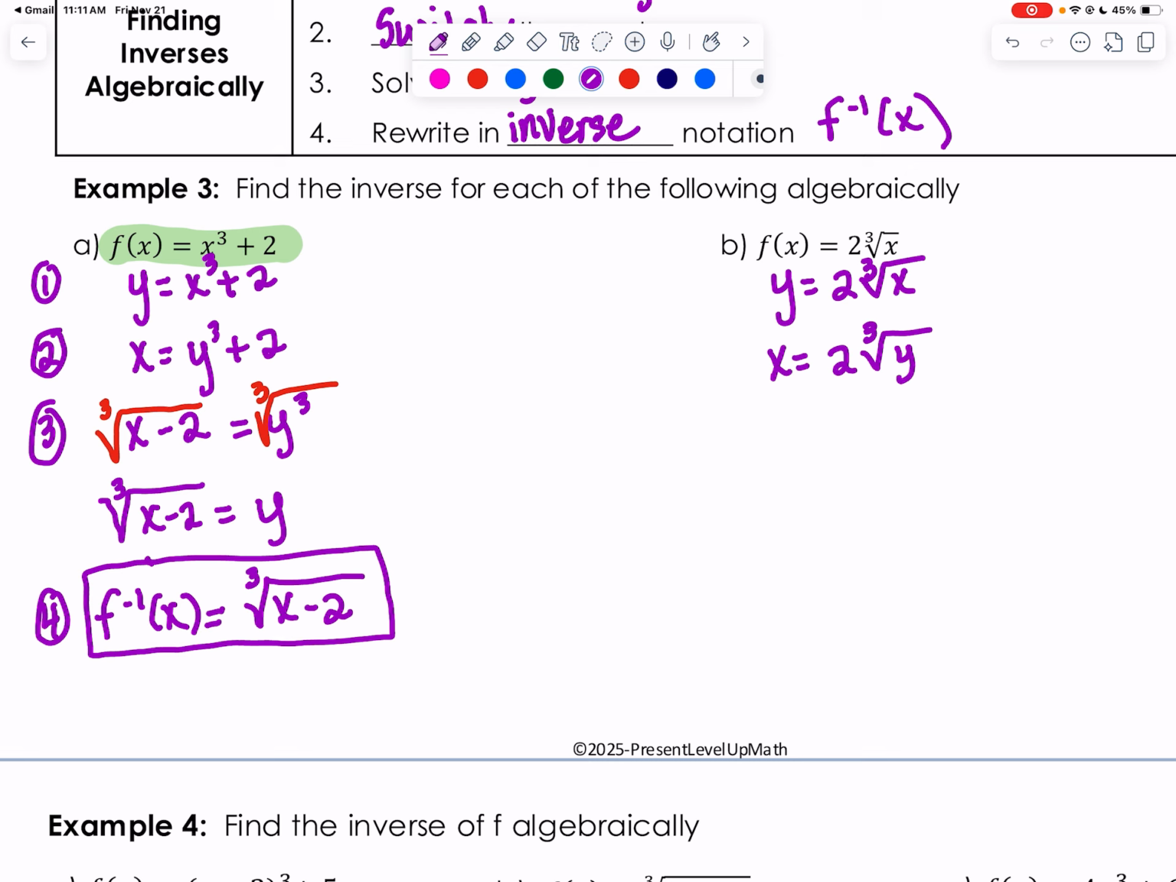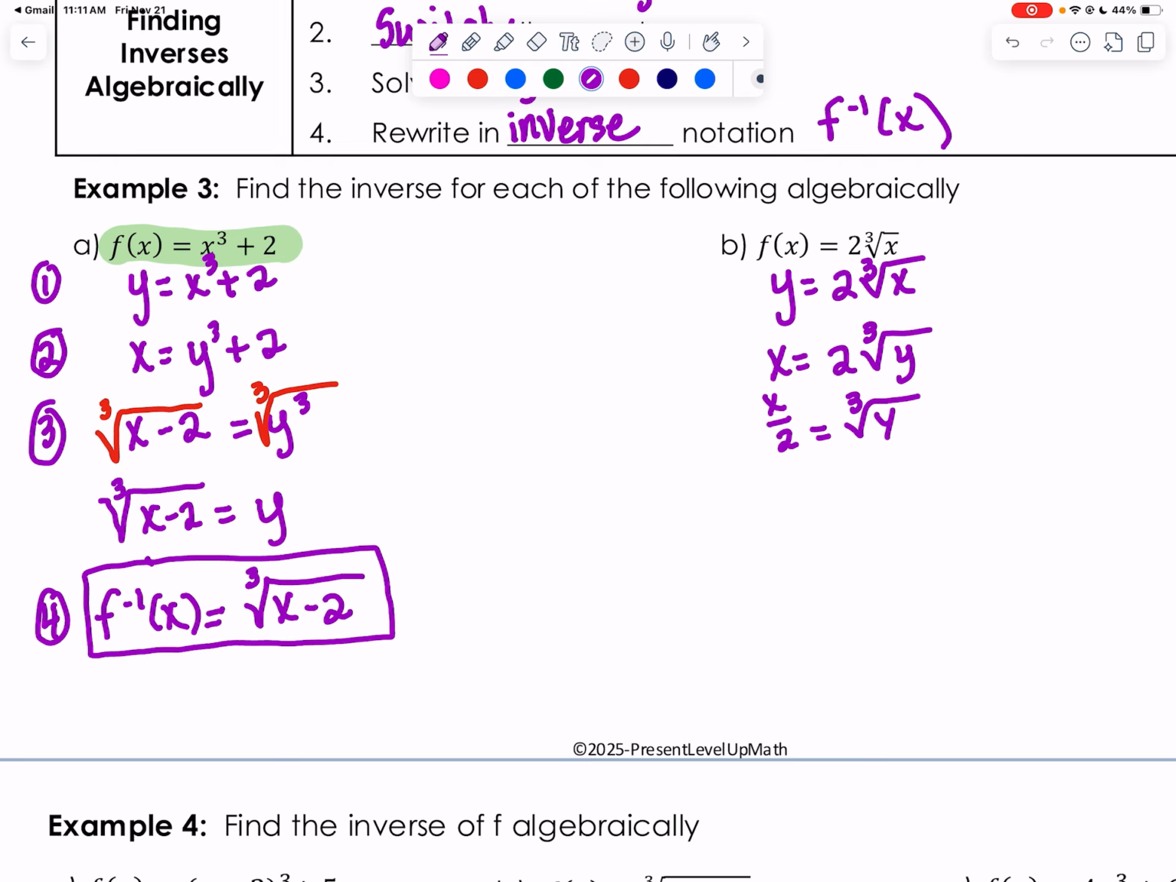Now I want to get the y by itself. So I'm going to have to get rid of the 2 and then get rid of the cube root. So I'm going to get rid of the 2 first. I'm going to divide both sides by 2. So when I divide both sides by 2, I get x divided by 2 equals cube root of y. Now I want to write that a little bit different.